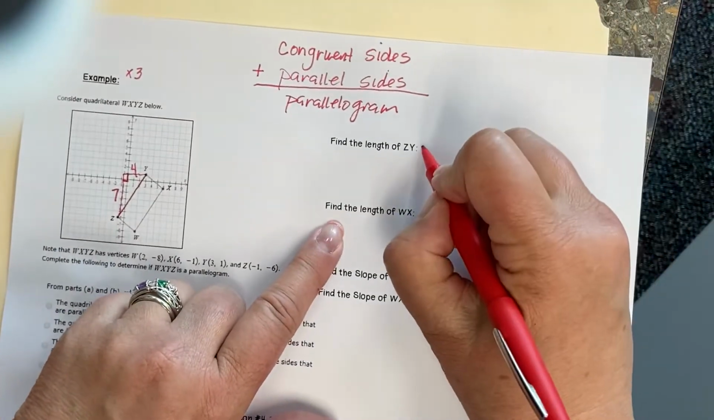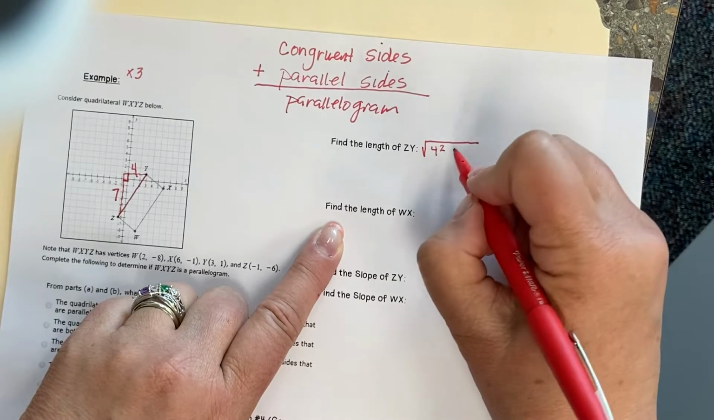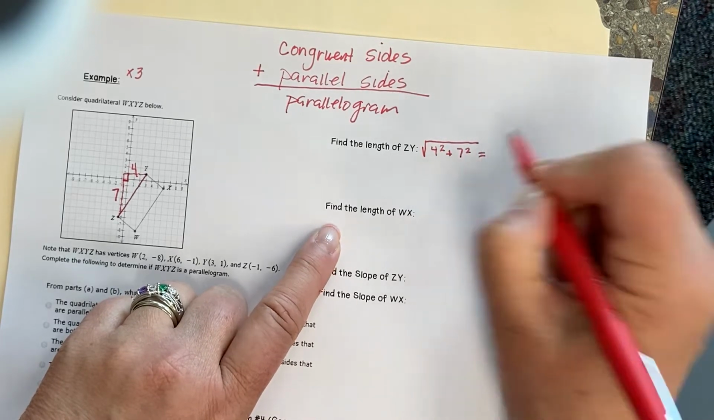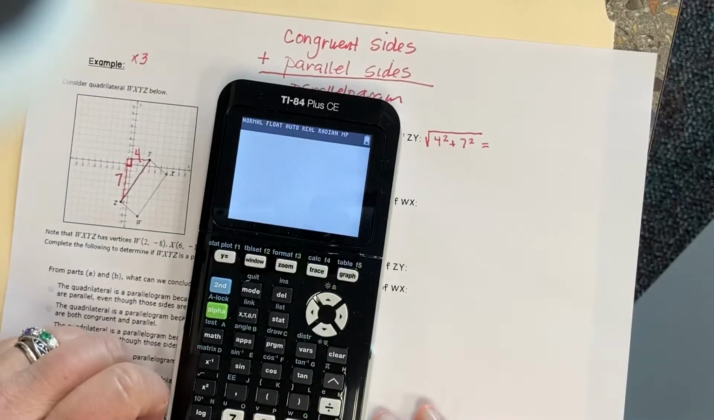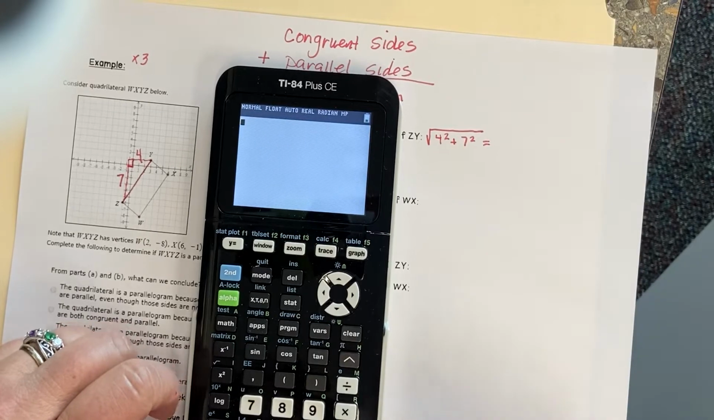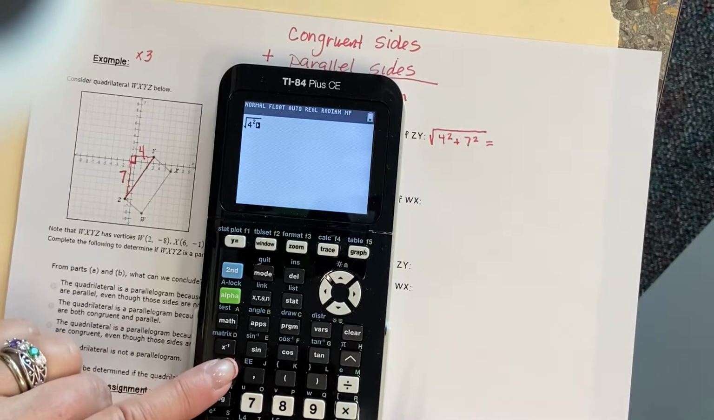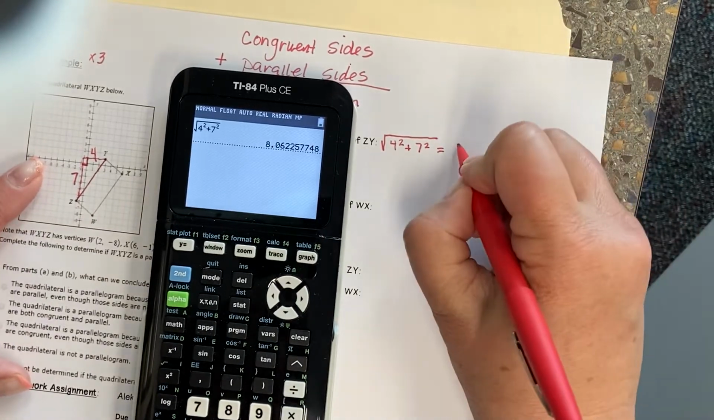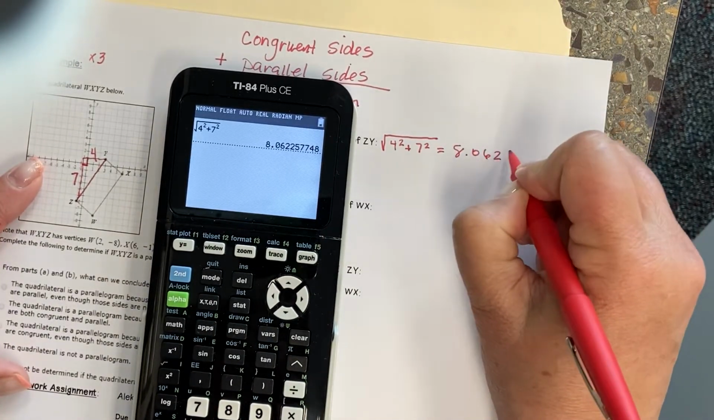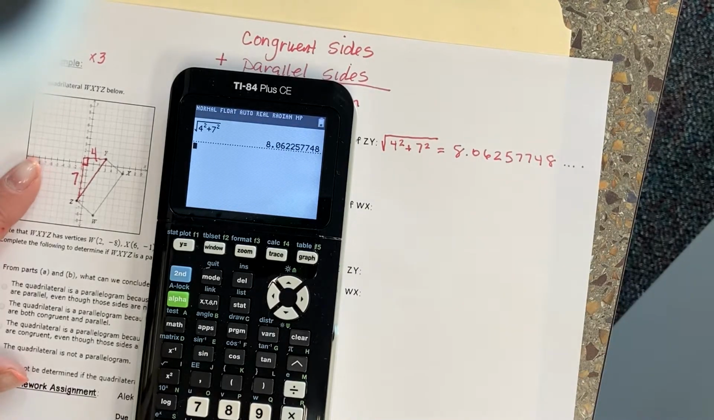You're going to do the square root of 4 squared, that's a leg, plus 7 squared, that's the other leg. Now here's the thing. In Alex, they want exact answers. If you do 4 squared plus 7 squared in the square root, you're going to get this long decimal, 8.06257748, on. Alex wants exact answers. They don't want a decimal.